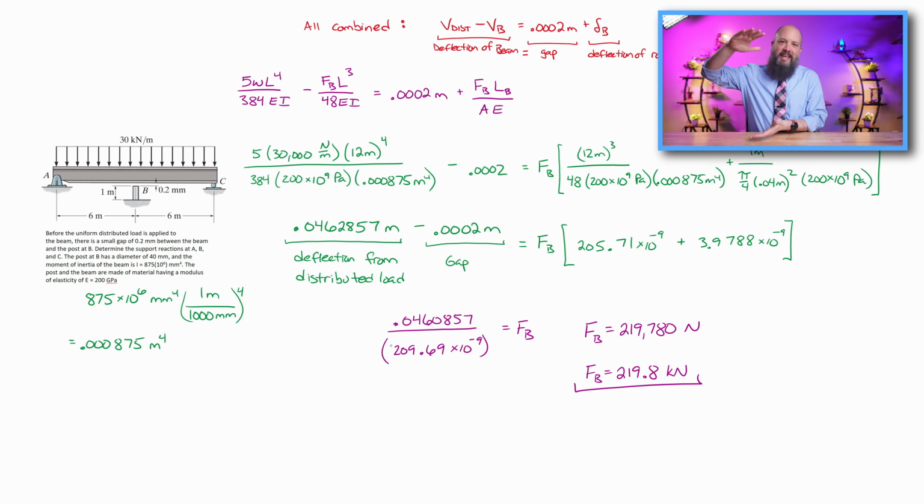We were able to solve this just using the compatibility equation, that we know the deflection down of the beam has to equal the deflection of the axial loading problem as well. So setting those two equal in a compatibility equation, 220 kilonewtons, force B, pushing up.